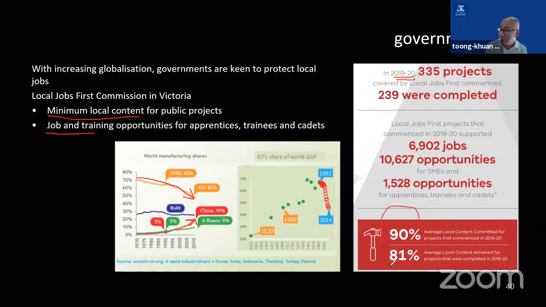This is an important figure, 90% local content. So the idea here is to ensure that if the project is $100 million, at least 90% of that $100 million is spent in Australia. So we are now feeling a lot more nationalistic, and the government is putting in policies that are now supporting local jobs and supporting local manufacturers. So this is, again, something that's new, that's happening today.